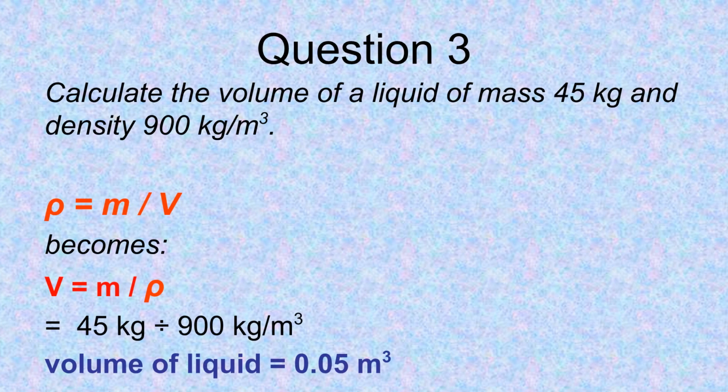Question 3. Calculate the volume of a liquid of mass 45 kilograms and density 900 kilograms per cubic meter. Rearrange the formula to volume equals mass divided by density. Dividing 45 kilograms by 900 kilograms per cubic meter gives a volume of 0.05 cubic meters.